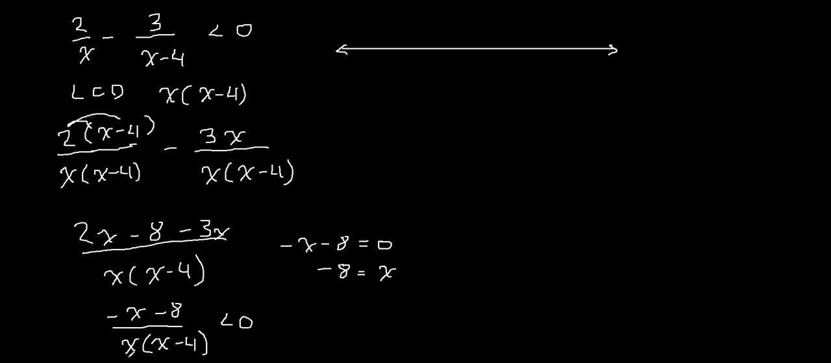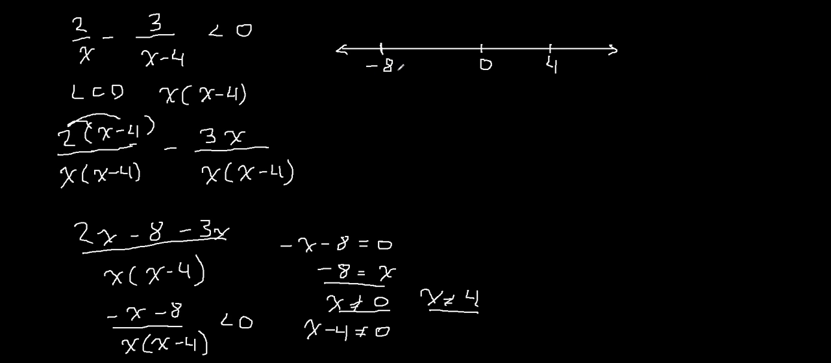And also to find asymptotes, we look at which values in the denominator give 0. So x cannot equal 0 because that's an asymptote, and x minus 4 cannot equal 0, which means x cannot equal positive 4. So x cannot equal 0 and x cannot equal 4, those are your asymptotes, and your zero is at negative 8. So let's have negative 8, 0, and 4. That's not to scale, by the way.